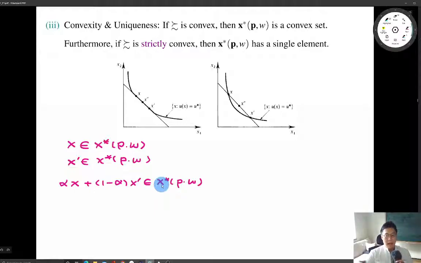All right, and then that is immediate from the definition of the convexity assumption. Remember, if the preference relation is convex, we know that the function u representing this preference relation is quasi-concave.